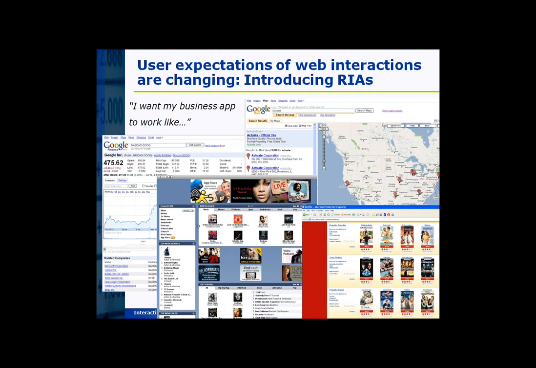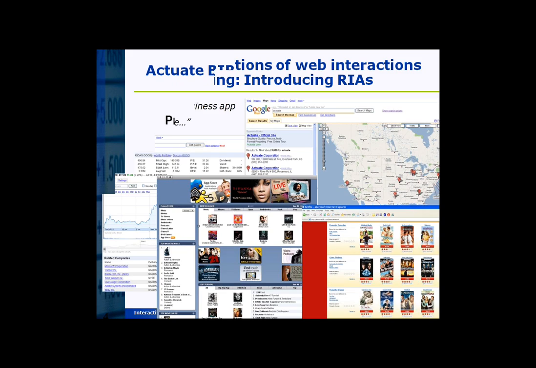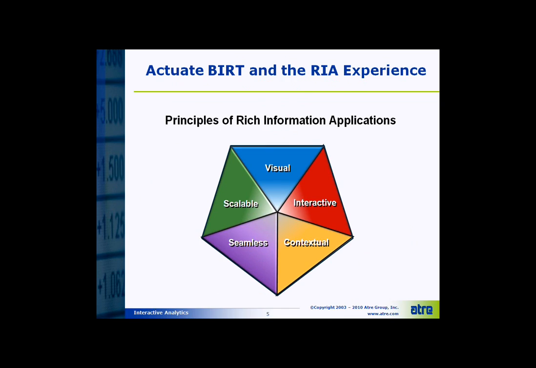But BIRT brings the benefits of Web 2.0 into the realm of BI, allowing you to create highly dynamic RIAs. Actuate has actually reworked the term RIA to stand for Rich Information Application. Let's get into what we mean by that.